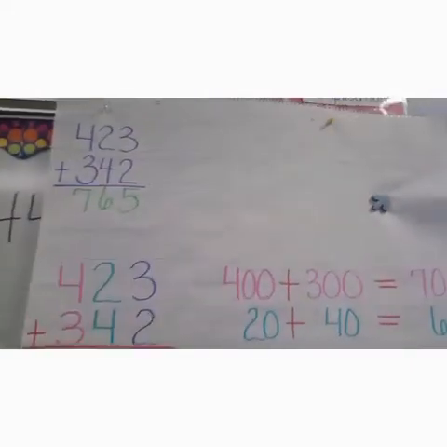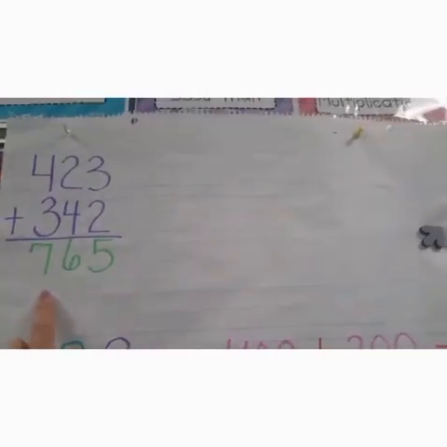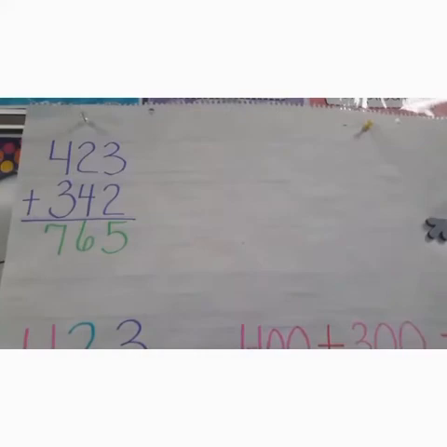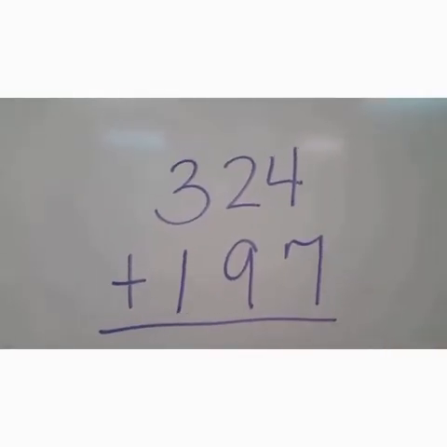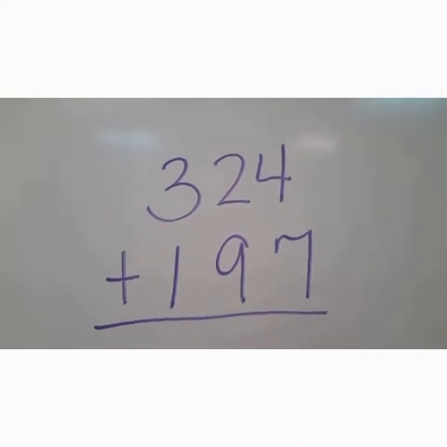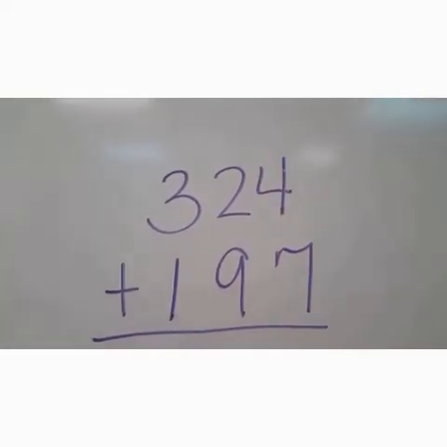So for some problems, the traditional algorithm is very easy. Like this one, it would be very easy. But for others, it's a little more complicated. Let's look at this problem. 324 plus 197. 4 plus 7 equals 11.